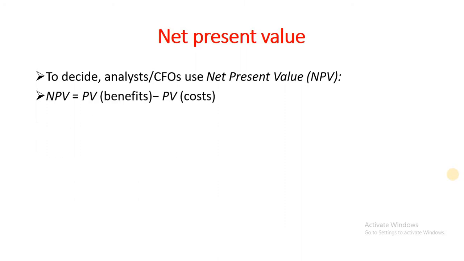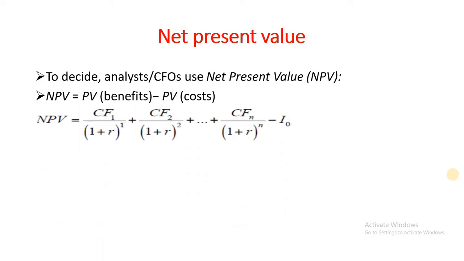By the term net present value, it means present value of benefits minus present value of cost. So here is the formula of net present value. The first part over here indicates the present value of benefit, minus the second part, which is I0, which indicates the present value of the initial investment.